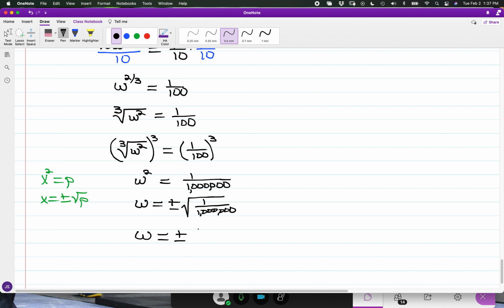Now you have 1 over, and 1 million is both a perfect square and a perfect cube. In terms of cubes, 1 million is 100 times itself, and in terms of squares, 1,000 times itself gets you to 1,000,000. So for w, this would come out to plus or minus 1 over 1,000. And those would be the results for what we have in number 90.